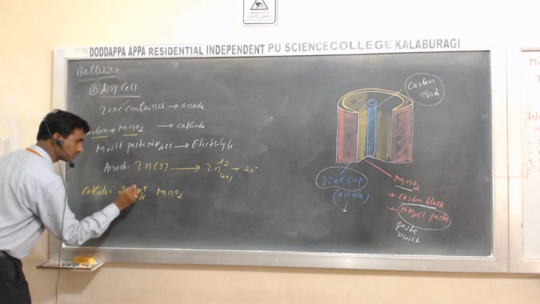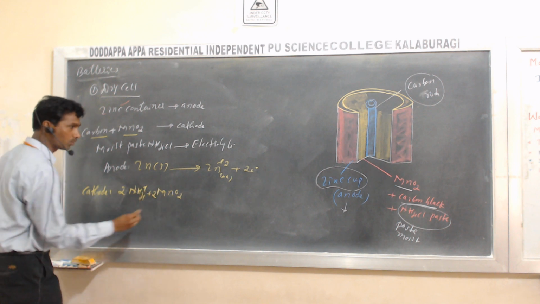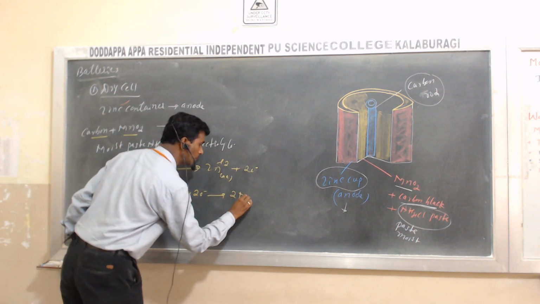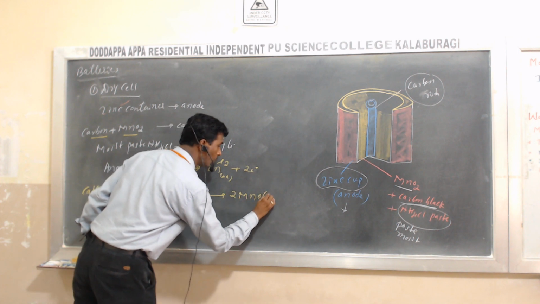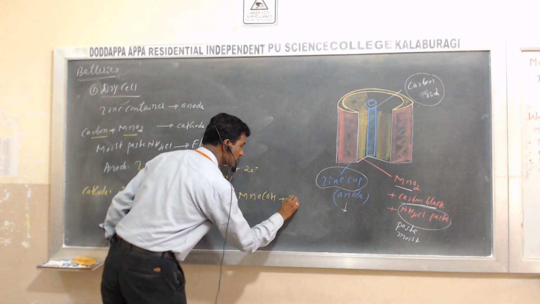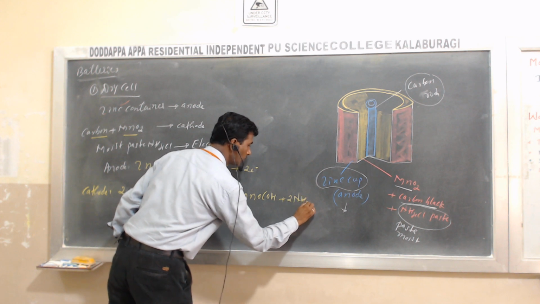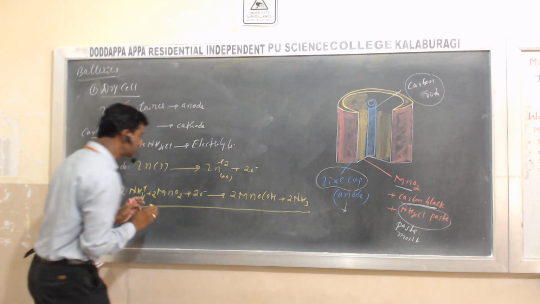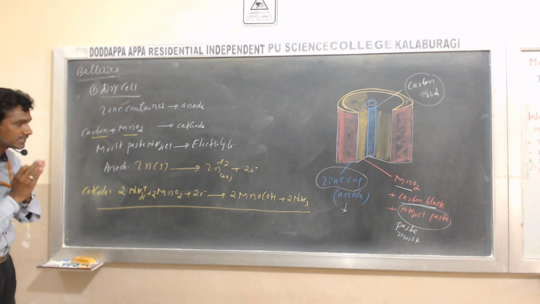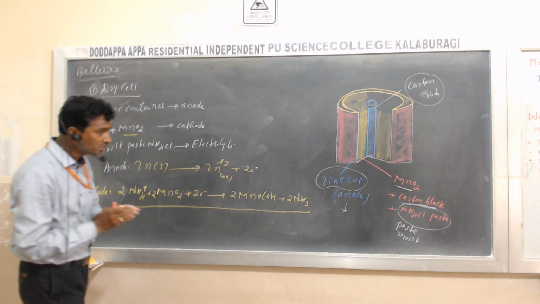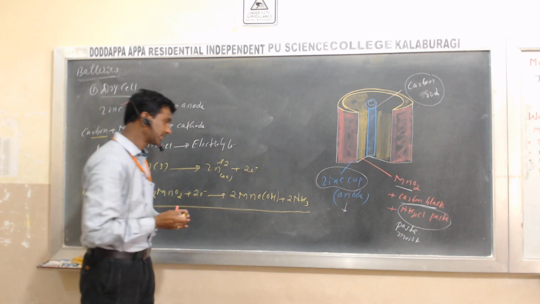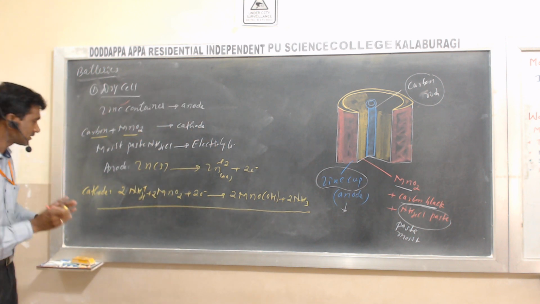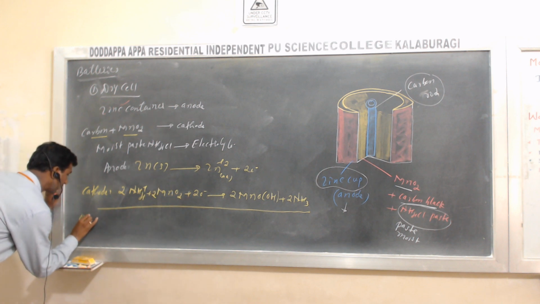So this is 2 NH4+ plus 2 MnO2, by adding 2 electrons, it gives 2 MnOOH plus 2 NH3. So this is the cathodic reaction, and this was the anodic reaction. Once you know the anodic reaction and the cathodic reaction, it is very easy to write the overall cell reaction.